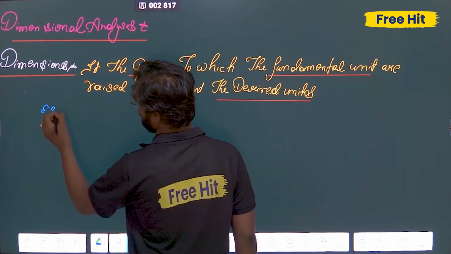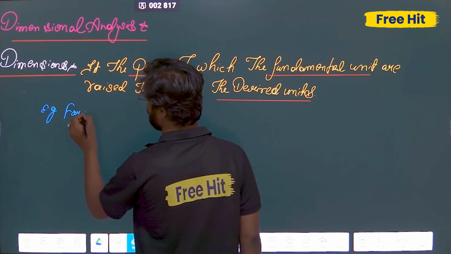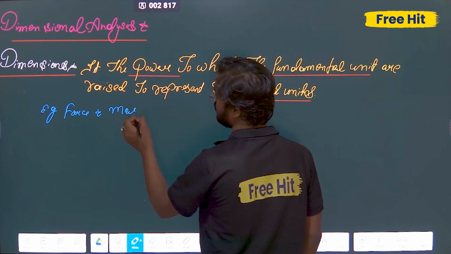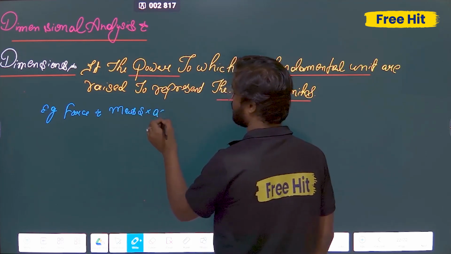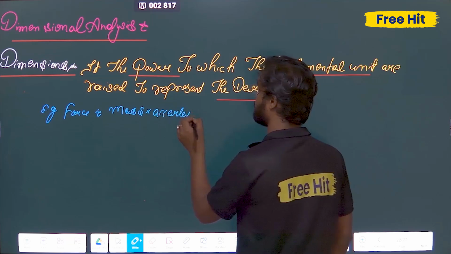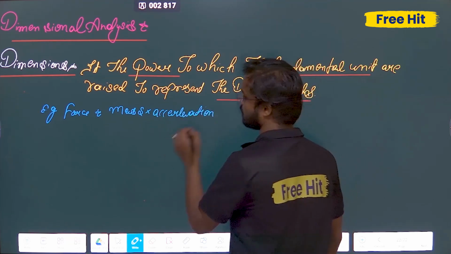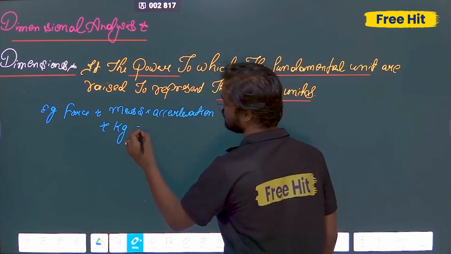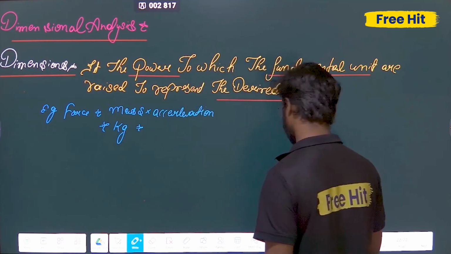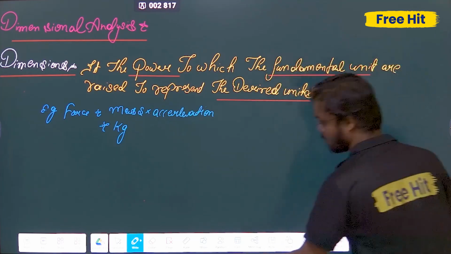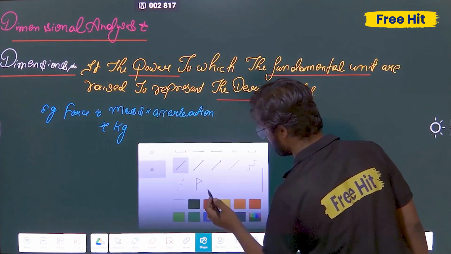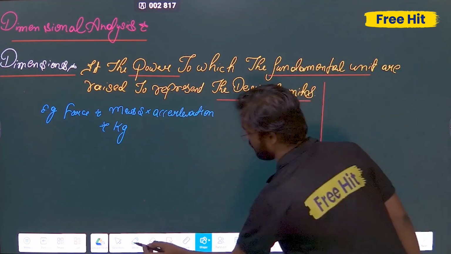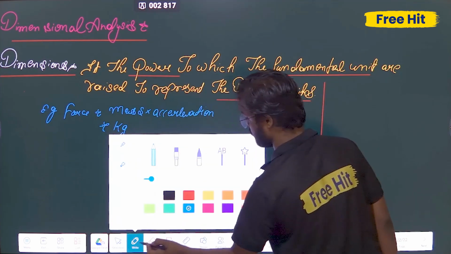Force is defined as mass into acceleration. Basically mass is kg. And how do we write kg? Before that, let me tell you one thing, and then you will better understand. You have to remember this, that is very important also.